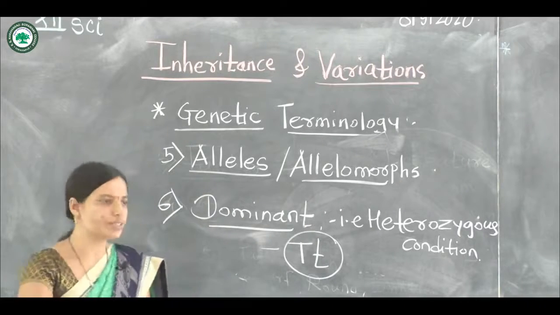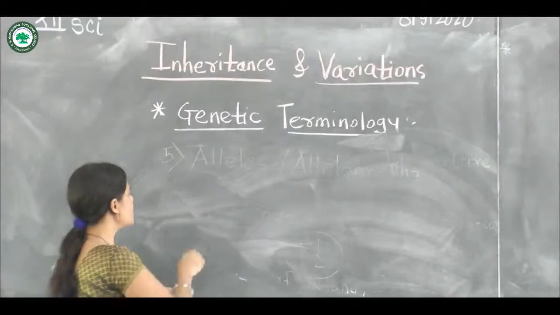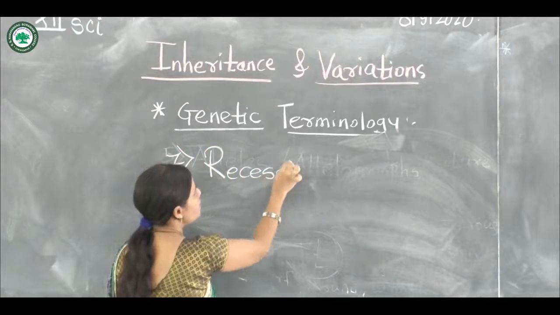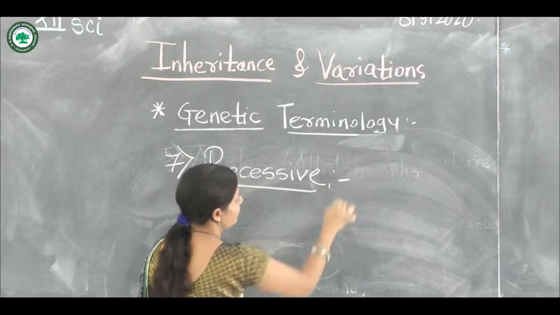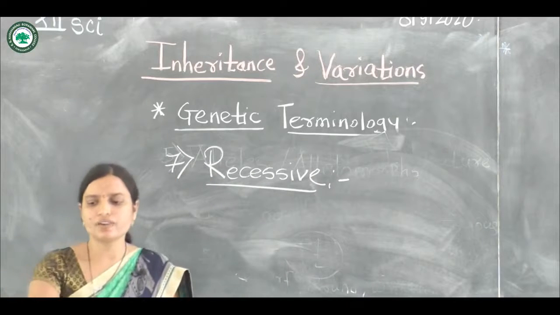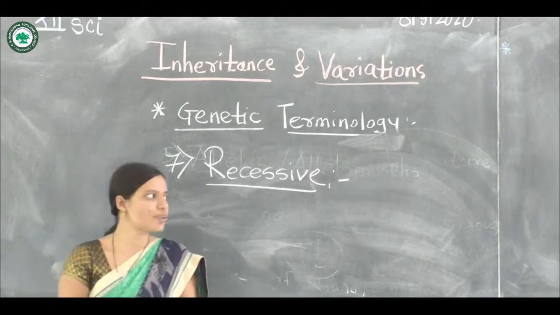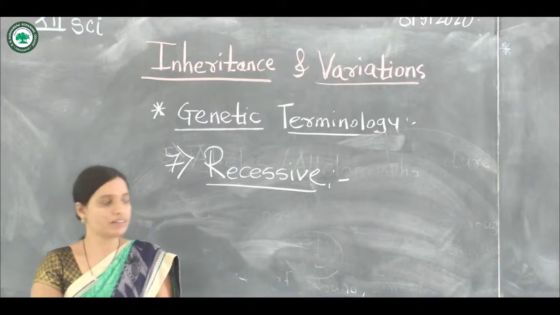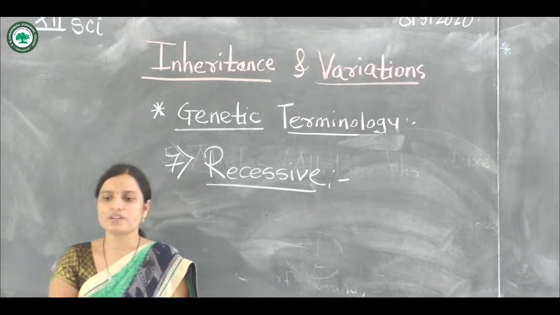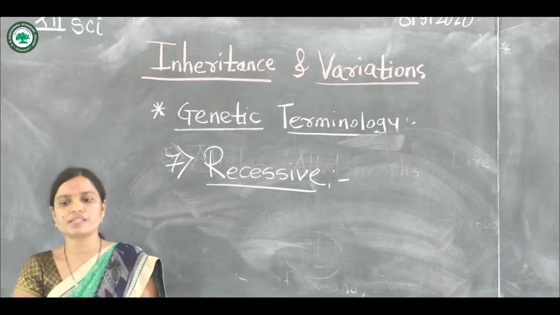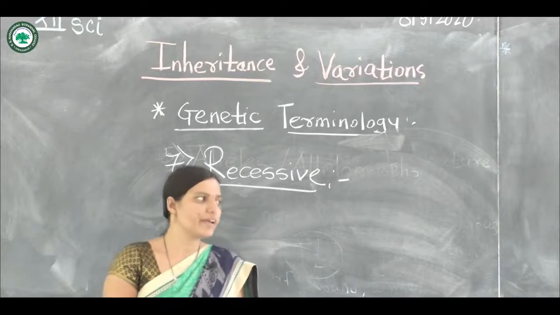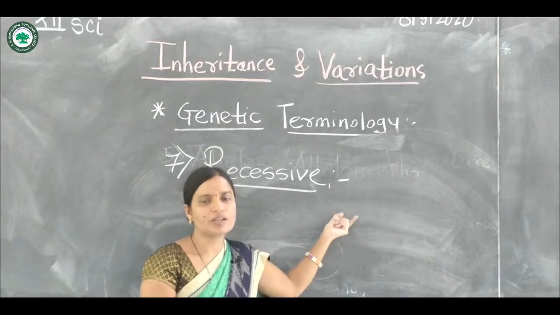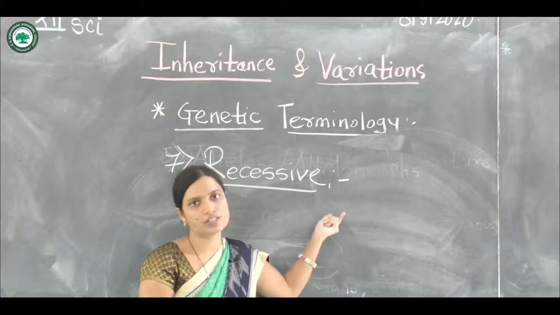The next terminology is recessive. Recessive means a suppressed character. It is not expressed in the F1 generation. These alleles are not expressed in the presence of an alternative allele in the heterozygous condition, and are expressed only in the presence of another identical locus. It is known as a recessive trait.